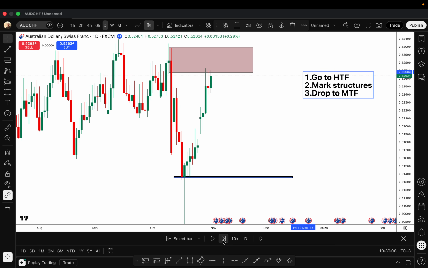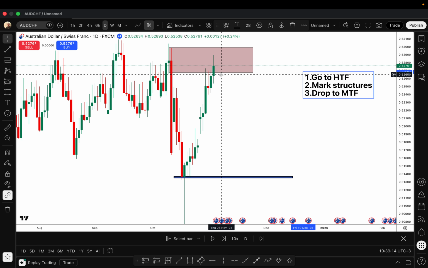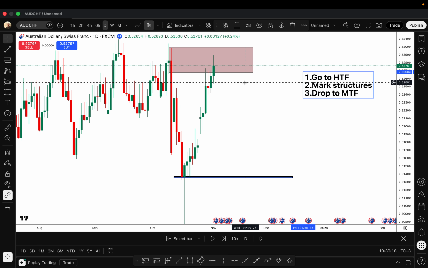So I just play price forward. Then price gets into the zone, which is now a very good sign. The moment you see price into your zone, that is a good sign. However, that is not a confirmation for you to drop down to the lower time frame. What is your confirmation to drop down to the lower or the medium time frame? An indecision candle or a strong rejection candle in that zone.